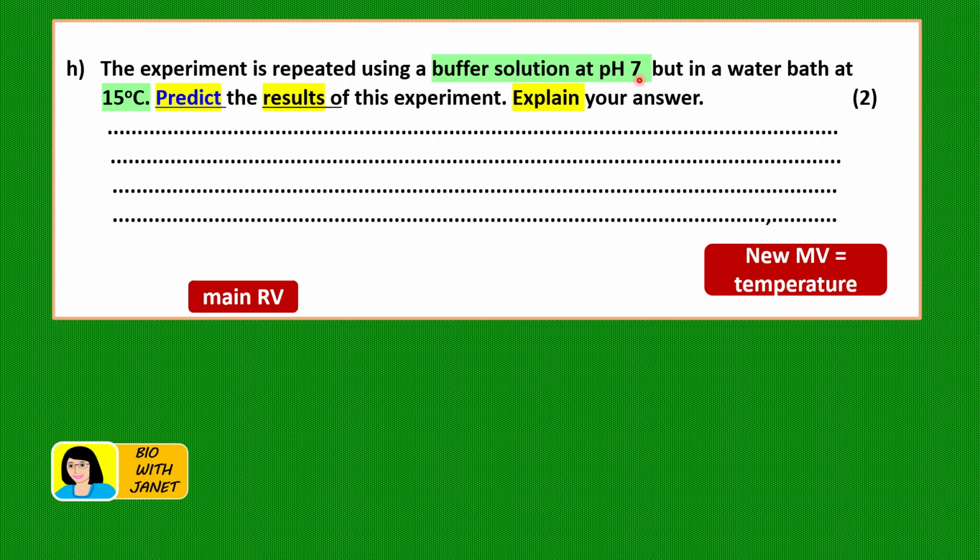So in the original experiment, the temperature is 37 degrees Celsius. Now you're using water bath at temperature of 15 degrees Celsius. So is it higher or lower? It's a lower temperature, okay? So you should be able to predict the results of the experiment. That means mention whether the time taken for the hydrolysis of starch to be completed is longer or shorter, right? Now you can try to answer this question first and then give an explanation for your answer. Right, let's look at the results.